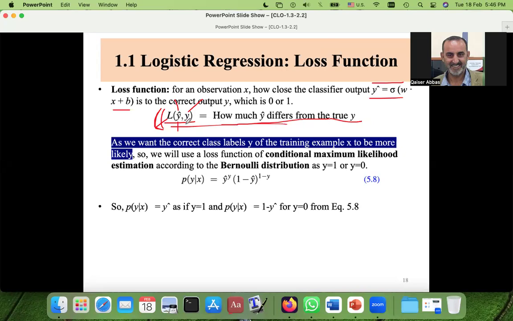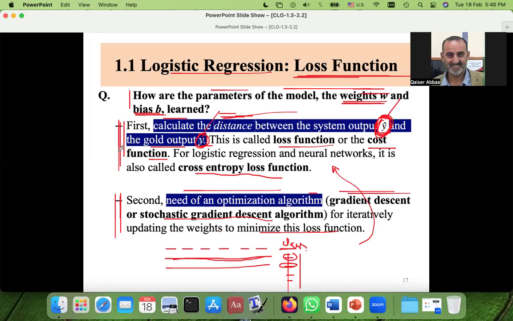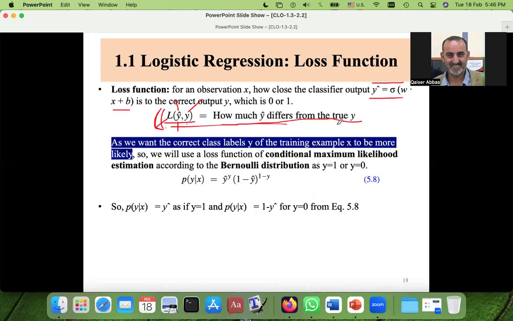So the first point, we have written down this first point here theoretically. Now we are going to turn this theoretical sentence into the form of an equation. So here we have to find the difference between y cap and y.